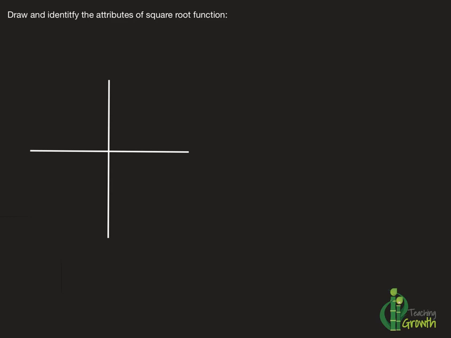So, for the purposes of this teaser, I wanted to present a problem to you. This is a pretty common problem that teachers will present their students. Draw and identify the attributes of blank function. In this case, we'll be going over the square root function. Now, the square root function is drawn and looks like this. But do you know what attributes they'll ask you about?